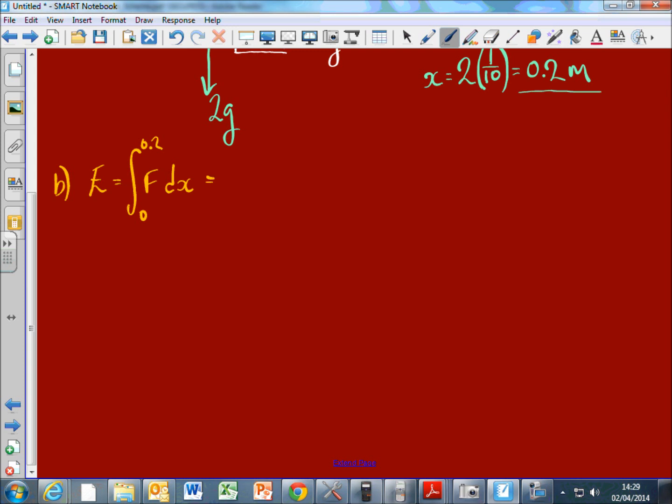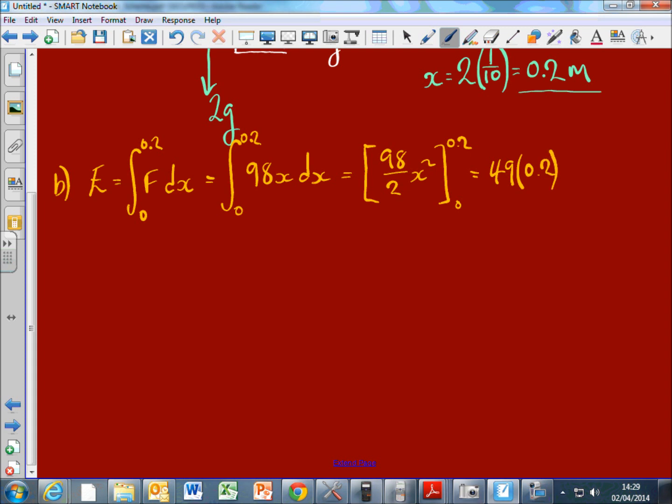So this is the integration between 0.2 and 0, and the force, remember, was lambda over L, which was 98, times x dx. So I get 98 over 2 x squared when I integrate, and I'm going to sub in 0.2, and that gets me 49 times 0.2 squared, which gives me 1.96 joules.